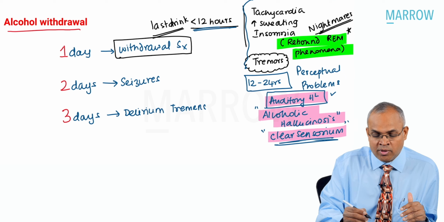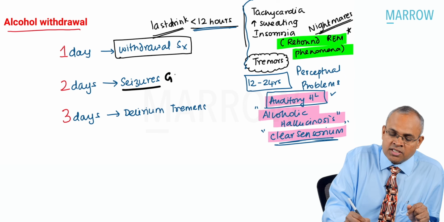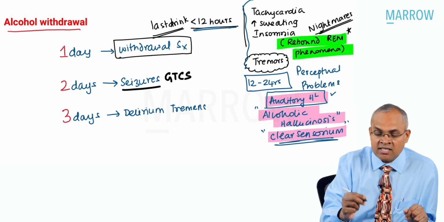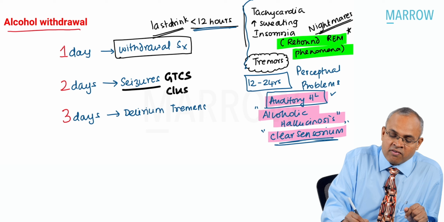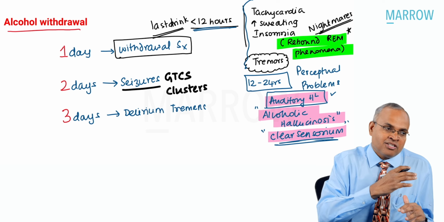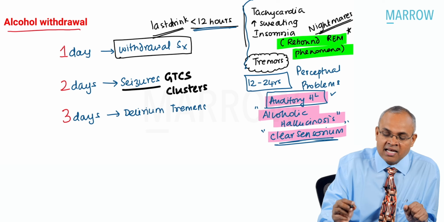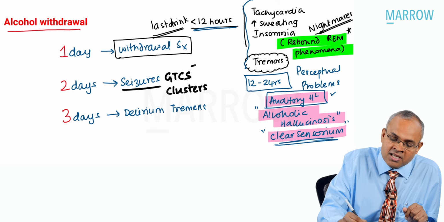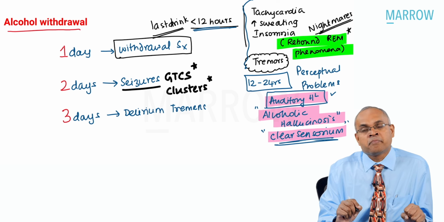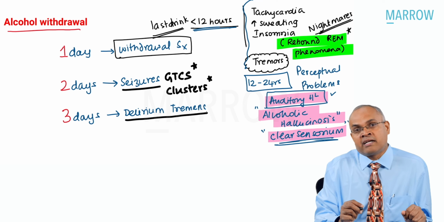Within the next 2 days, what can happen is seizures. Here, most of the time what you see is generalized tonic-clonic seizures, and most of the time these patients will have clusters of seizures. Means back to back. They'll come and tell, sir, from afternoon he has had 10 episodes of seizures, 5 episodes of seizures. Within 3 days, generally, you can see patients developing delirium tremens.